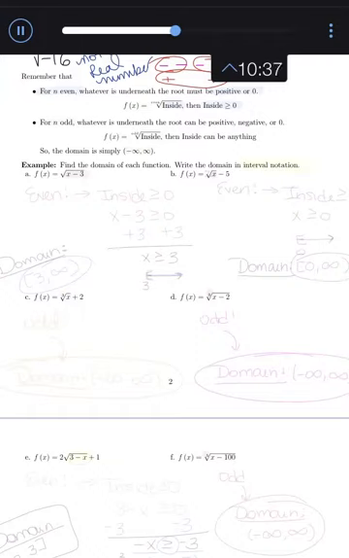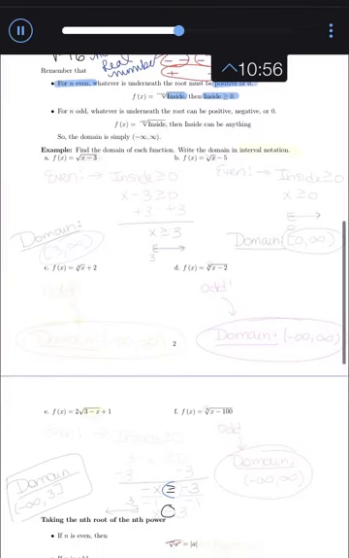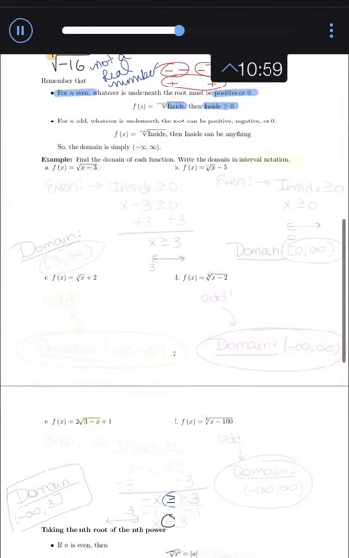Remember from the past that if we have an even root, what we are worried about is that whatever's inside the even root can't be negative. Whatever's inside the root needs to be greater than or equal to 0, meaning not negative. That'll make sure it's positive or at the smallest 0. Now, if on the other hand, we have an odd root, we don't really care what's inside of the root. The domain will always be negative infinity to infinity.